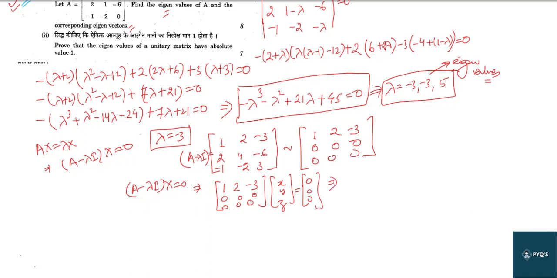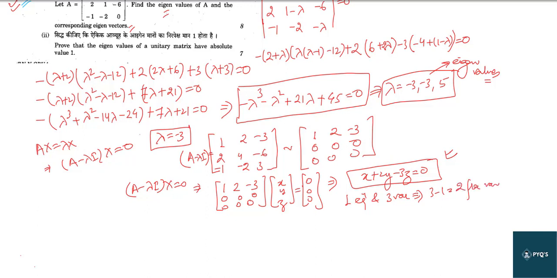So I'll get one equation, that is x plus 2y minus 3z equals 0. This is the equation we got for finding eigenvectors. Now there is one equation and we have three variables, so 3 minus 1, that is 2 free variables. So we need to assume some values for x and y, then we can find the values for z.